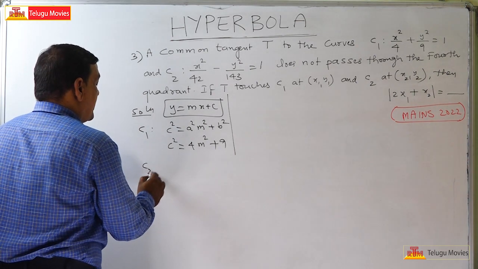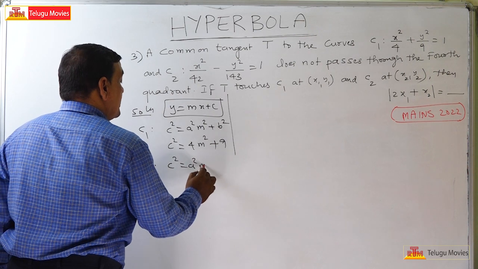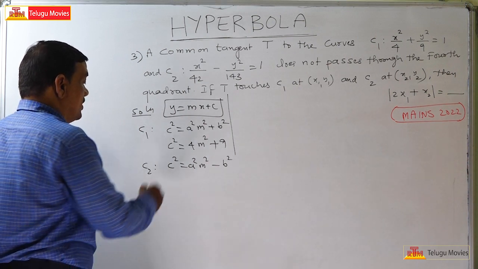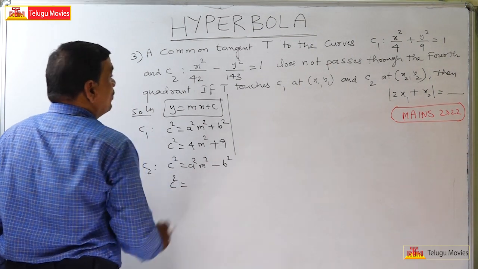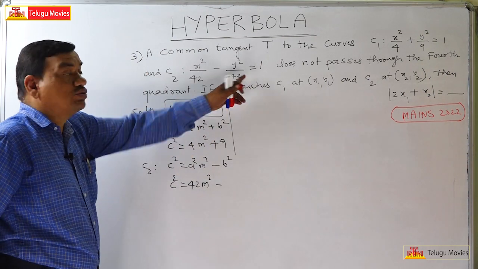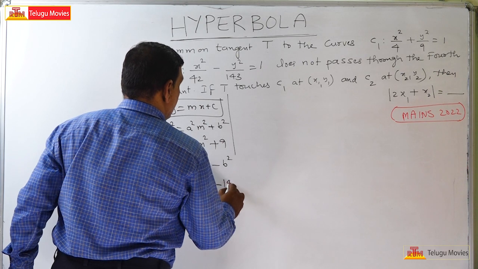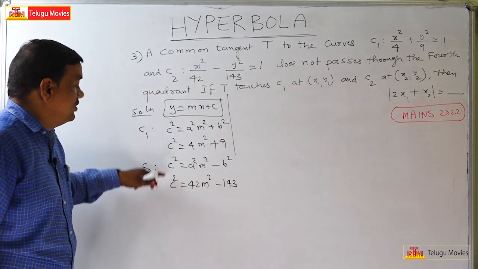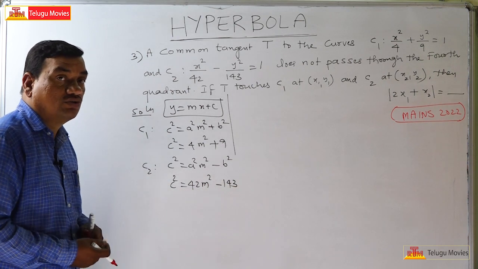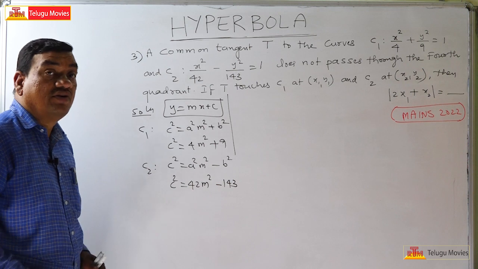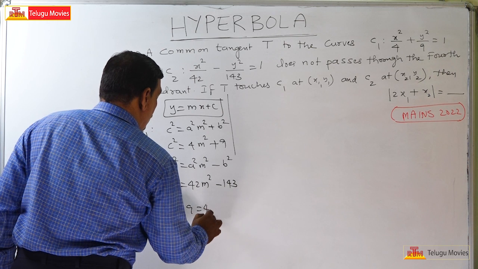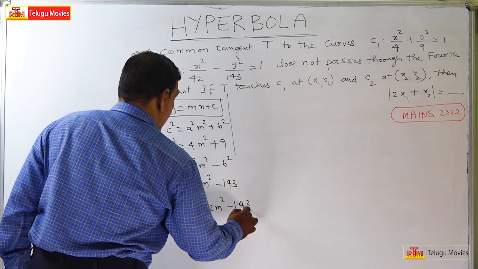Coming to the hyperbola, second condition, c square is equal to a square m square minus b square. So this is c square is equal to, here a square is equal to 42, m square minus b square is equal to 143. Now solving these two equations, this is also c square and the second one is also c square, both are c square. Therefore we can equate the right hand side part. So therefore 4m square plus 9 is equal to 42m square minus 143.